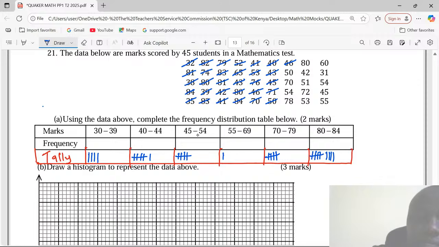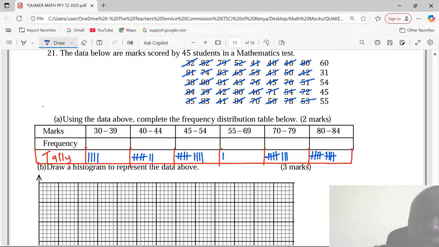46, this class. 50, same class. 70, this class. 54, here. 78, here. 80, we bind. 42, here. 51, this class. 72, here.